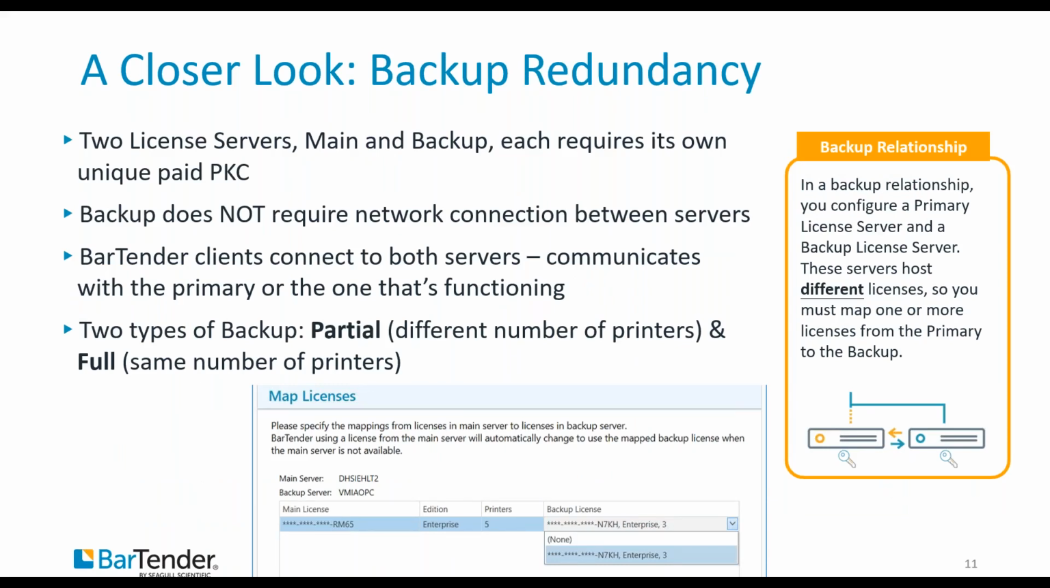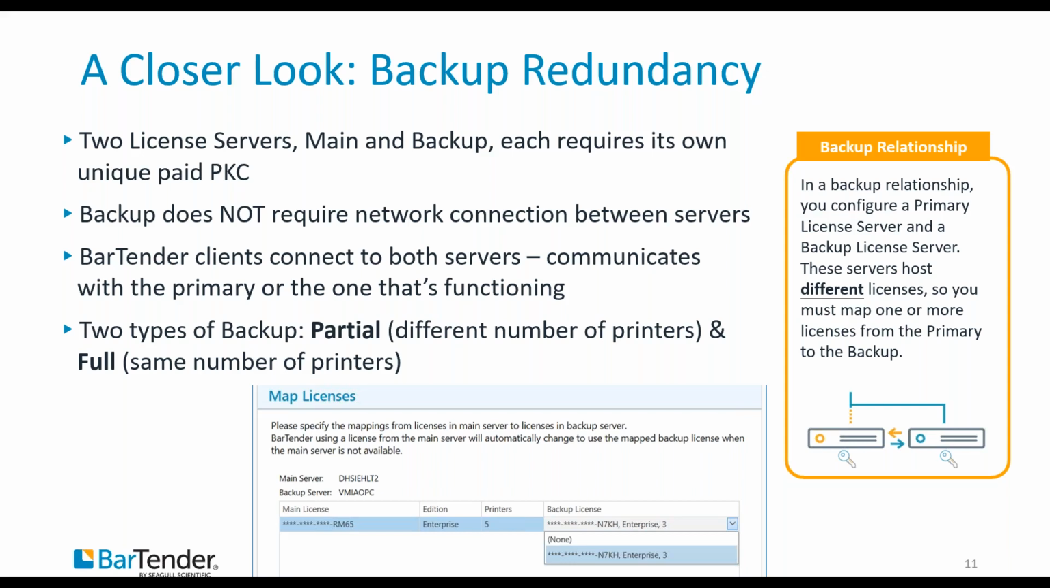A closer look at backup redundancy. So in a backup redundant relationship, you configure a main license server and a backup license server. These license servers host different licenses, and therefore you must have 2 unique product key codes to activate this type of relationship. You'd set one of the licenses on the license server to act as a main license, and then map that across to a license from a backup license server.